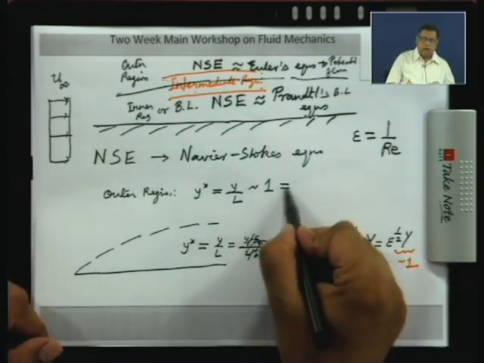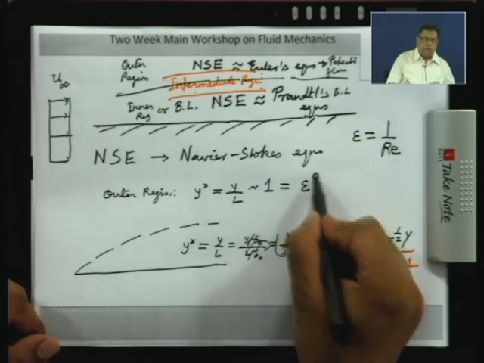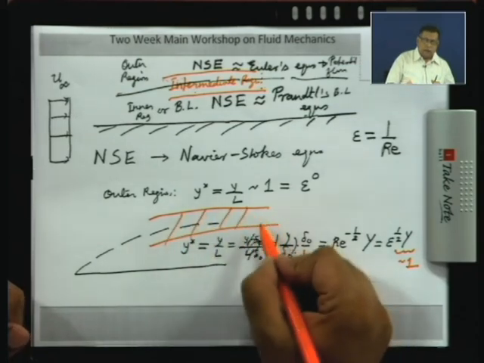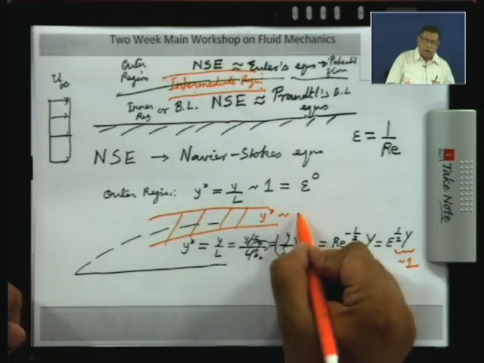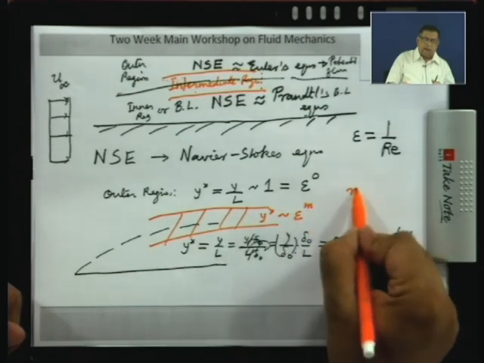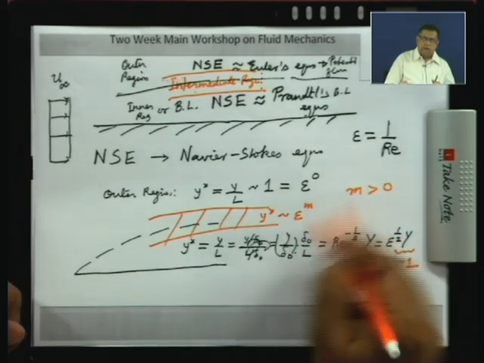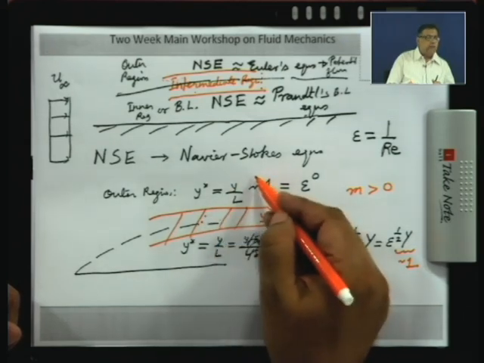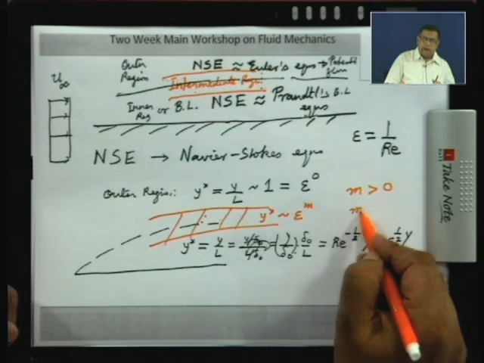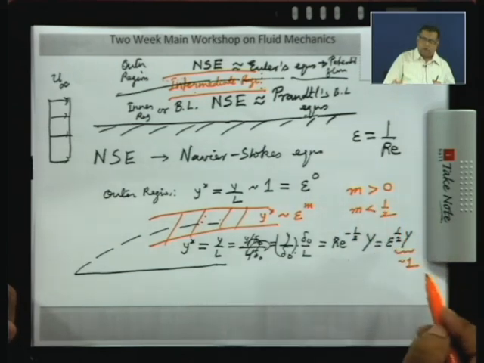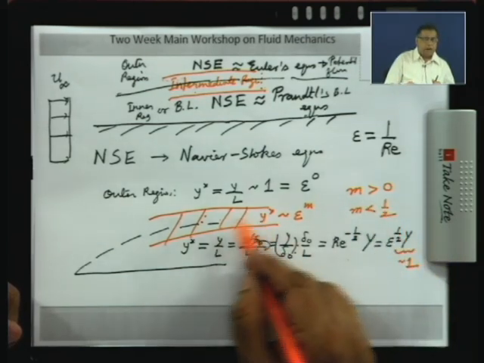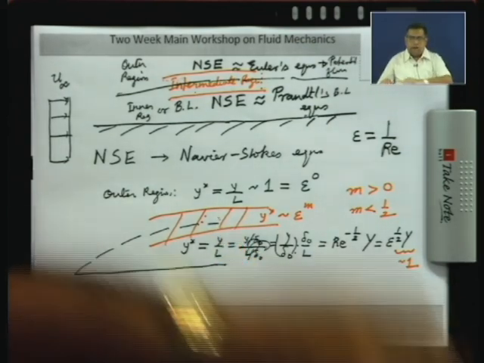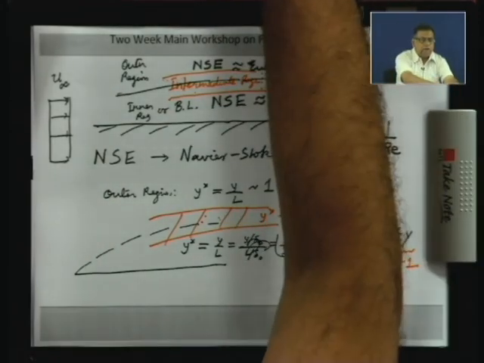Now, in the outer region y star is order 1, which is epsilon to the power 0. So, if you look at the intermediate region over here, your y star will be order epsilon to the power m, where m is greater than 0. If m is greater than 0, then this y coordinate in this region is going to have a value which is less than the y coordinate in the outer region, and m must be less than half. Then the y coordinate here will be larger than the y coordinate in the inner region. Now, I will show this again on an enlarged view.